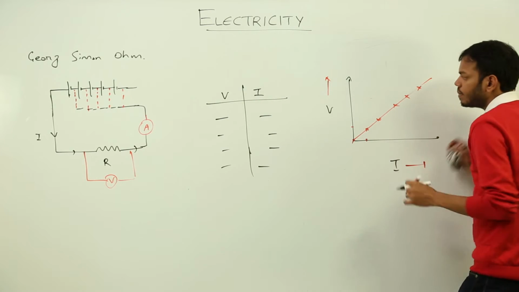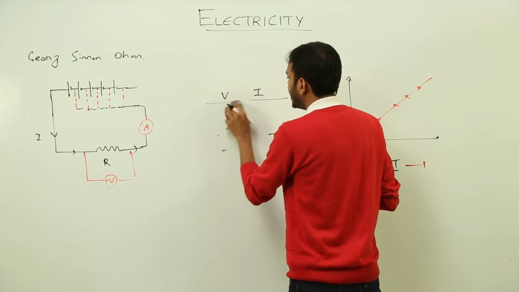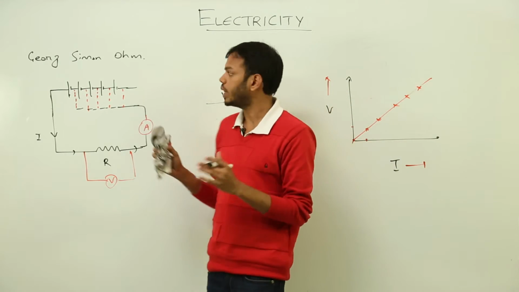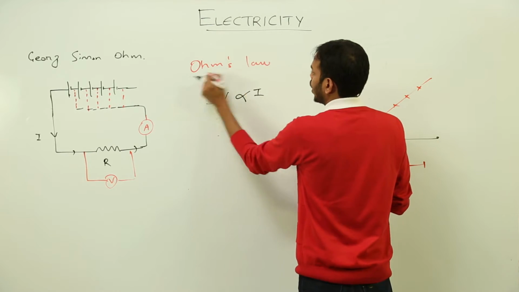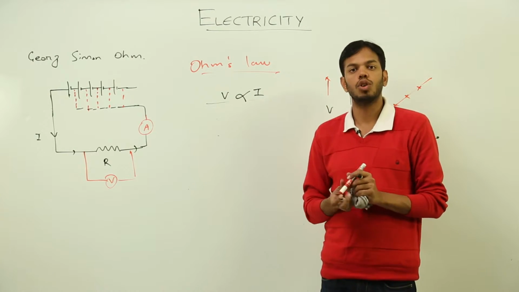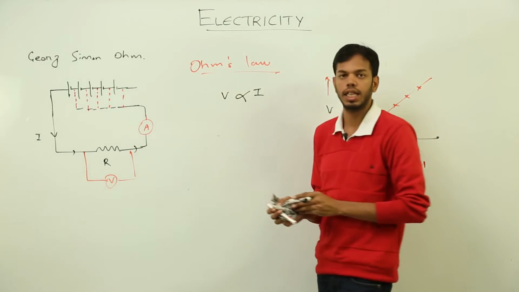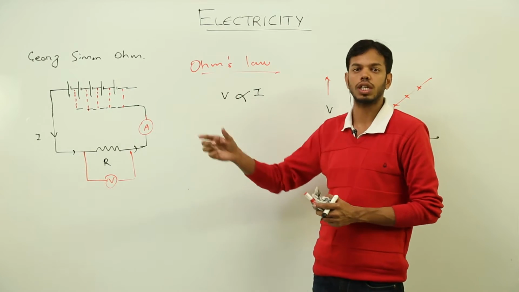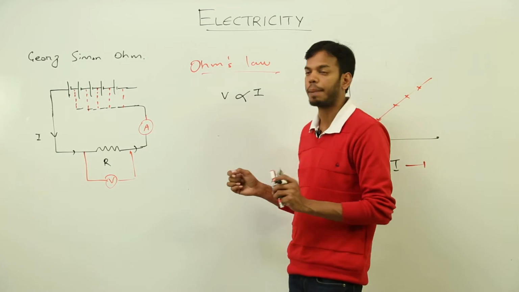What does this straight line represent? This represents that voltage and current are directly proportional. And this whole thing is known as Ohm's law. So what is Ohm's law? At constant temperature, that means if temperature is not changing, potential difference is directly proportional to current flowing in the conductor, or current is directly proportional to potential difference applied across the conductor. Both these statements are right. Some books follow one, some books follow the other. Both these statements are absolutely right.